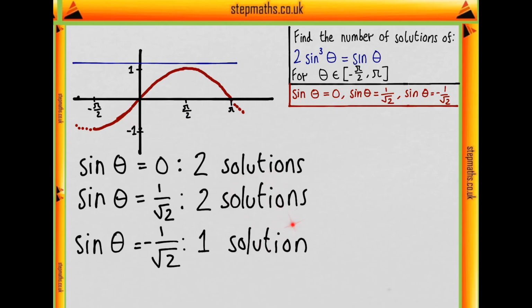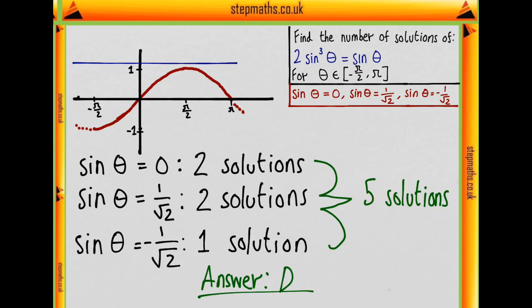So counting up our solutions, we see we have 5 in total, and this corresponds to answer D in the multiple choice, so our answer is D.